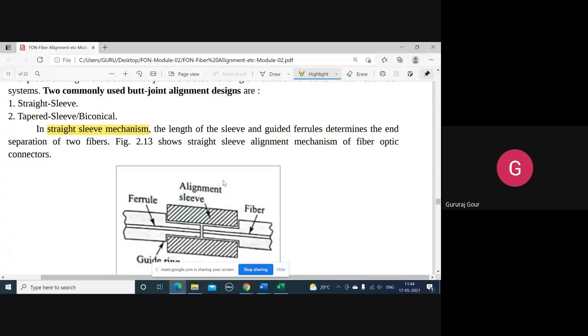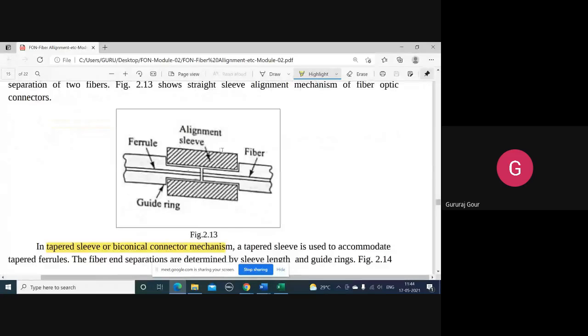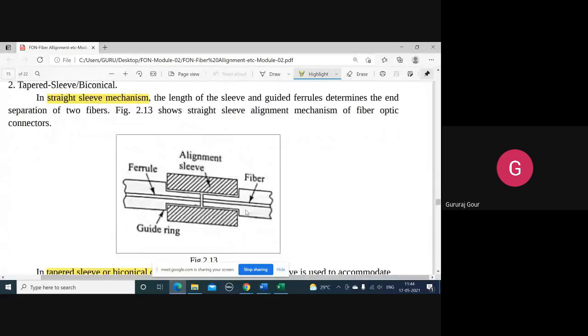Yes, now it is clear. So two butt joint designs are there, like a straight sleeve and a tapered sleeve. In a straight sleeve, the length of the sleeve and guided ferrules will decide the end separation of two fibers. So here the straight sleeve alignment mechanism of fiber optic connectors is helpful in maintaining the alignment of the two ends of the fibers from which we are going to form the fiber connector or joint.